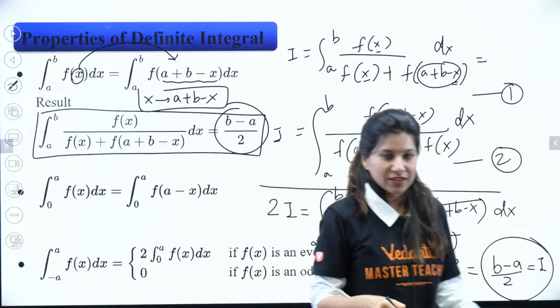You don't have to solve it. Okay. All right. Clear? B minus a by 2. Right. So this is your shortcut. Clear? Now same, can you see this is mini King's property?